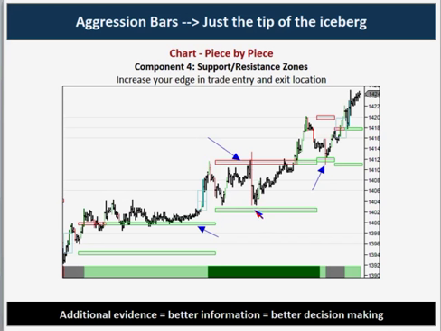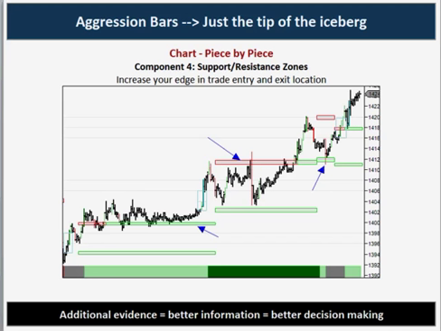And conversely, if you have a green support zone, you'd want to think twice before getting short into that. If you had a red resistance area, you'd want to think twice before getting long. So again, you increase your edge in trade entry and exit. And again, support resistance is not the be-all end-all, but when you combine it with other evidence, on our software or other evidence that you're using already, you simply have better information. You increase your edge a couple more percent.